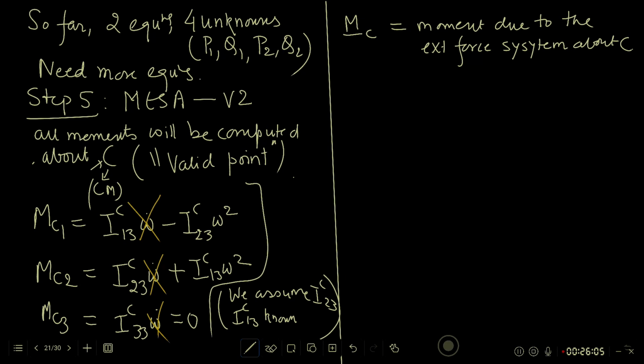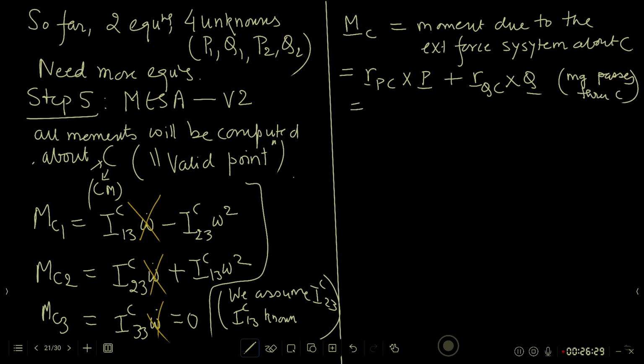Okay. So MC will be written as RPC cross force P plus RQC cross force Q. Mg does not contribute, passes through C. Now what are these P vector and Q vector? They are these net force vectors, which I can easily write in terms of P1, P2 and Q1, Q2.